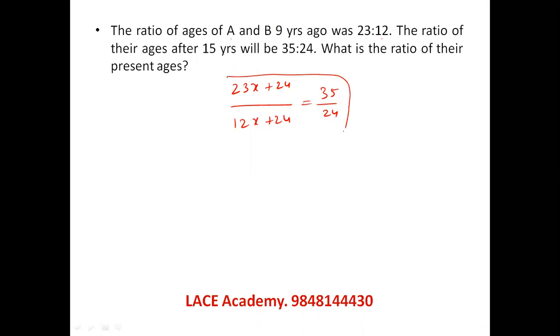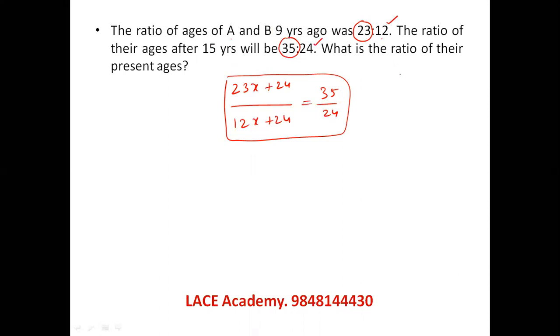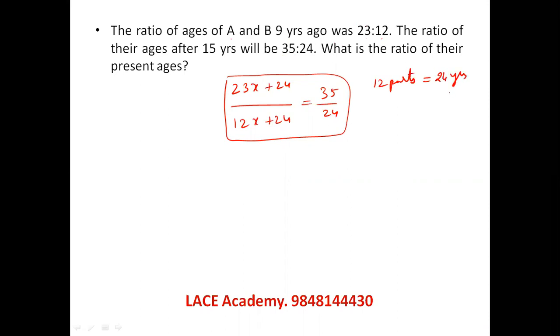So instead of doing this calculation, if you observe what is happening, sometimes this may happen, every time this may not happen. Here the advantage is 23 parts of A are becoming 35 parts. So A is increasing by 12 parts. 12 parts of B are increasing to 24. B is also increasing by 12. So luckily each person is increasing by 12 parts of the ratio when they increased by 24 years each. So 12 parts increase is equal to 24 years increase. So each part is equal to 2 years in this ratio. So their ages 9 years ago were 46 and 24, because 23 twos, 12 twos.